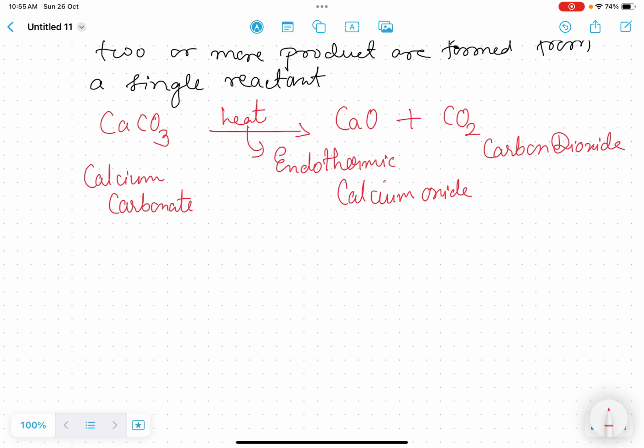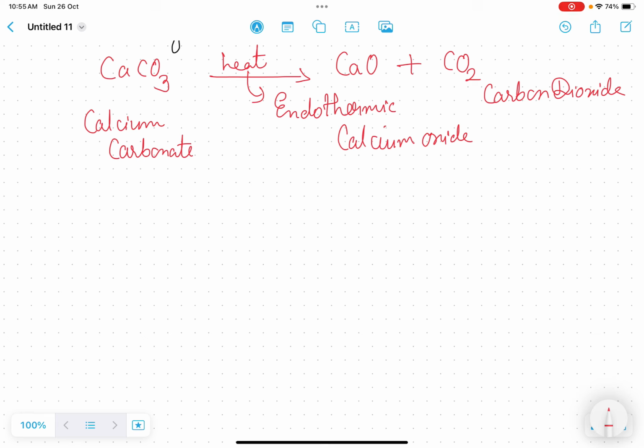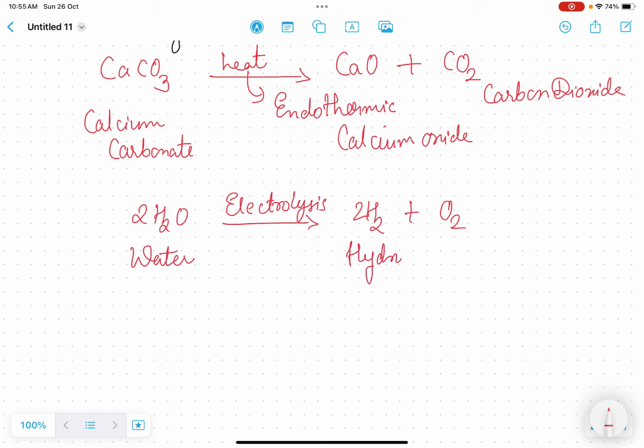And the second example, a famous one you learned in class 9, is the electrolysis of water. Simply, 2H2O, supply electricity. With the help of electricity we break the bond of hydrogen and oxygen, and we get 2H2 molecules plus an oxygen molecule. It is water, and it is the hydrogen molecule, and it is the oxygen molecule.